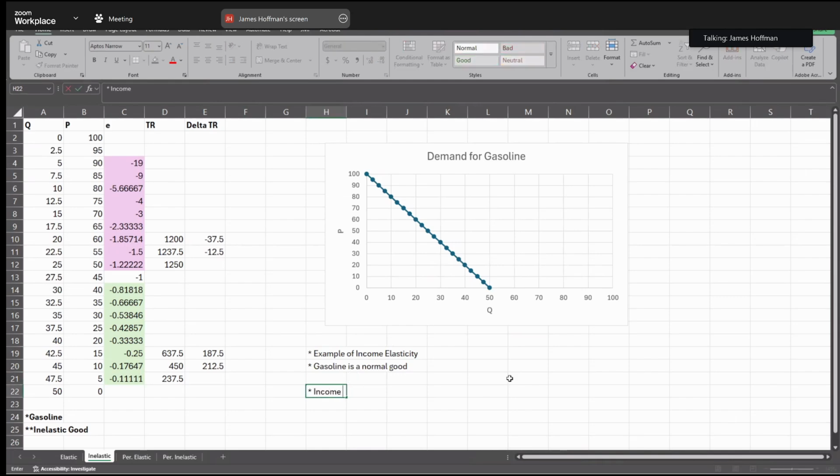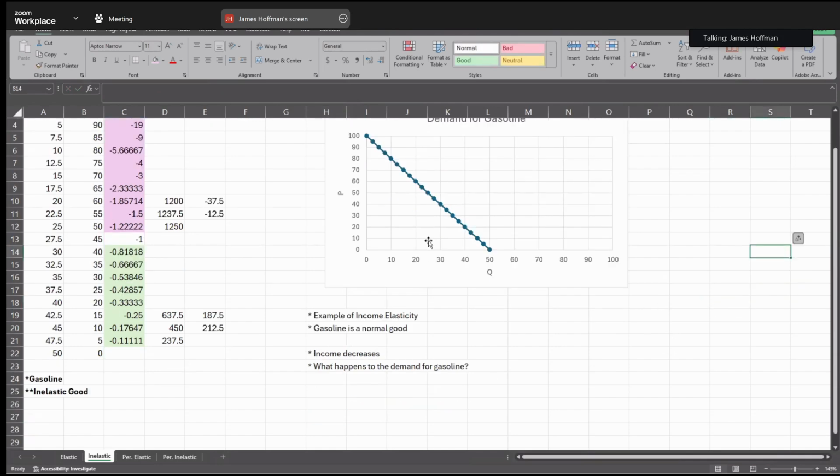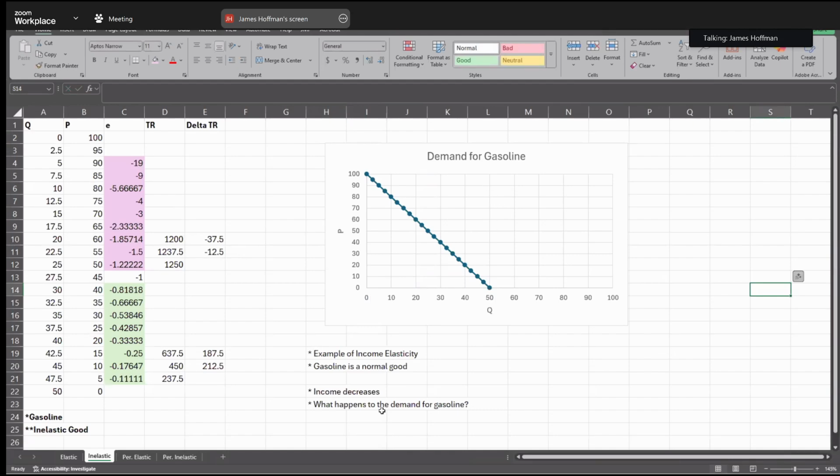income decreases. Okay, so if income decreases, what happens to the demand for gasoline? Okay, so this is demand for gasoline. It's a normal good. And then we know that income decreases, and the question is, what happens to demand for gasoline? Sorry, income decreases. So what would happen to this demand curve if the consumers overall get like a drop in income?